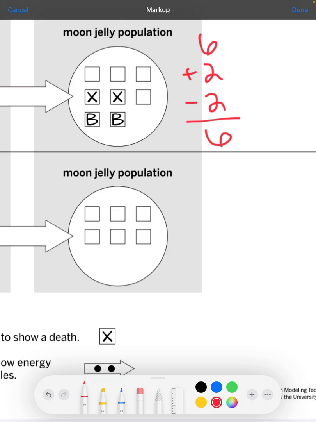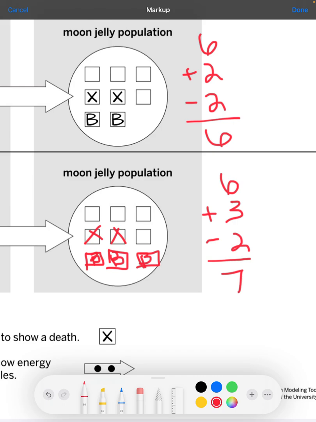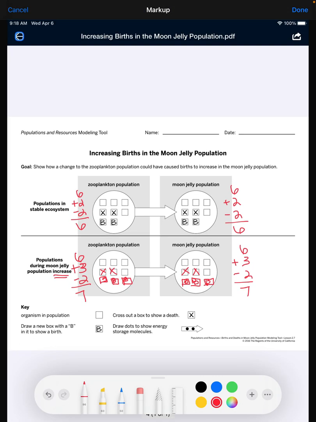So I want to show the same thing. I had 3 new births and 2 deaths. So I would have 6 plus 3 minus 2 is 7. So I did show that I had an increase.